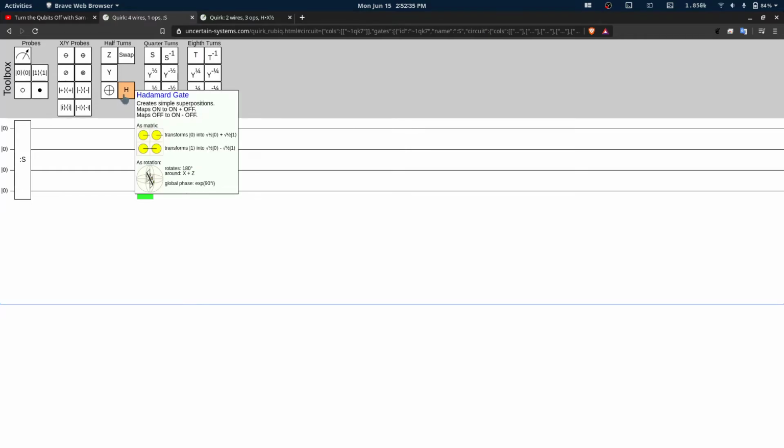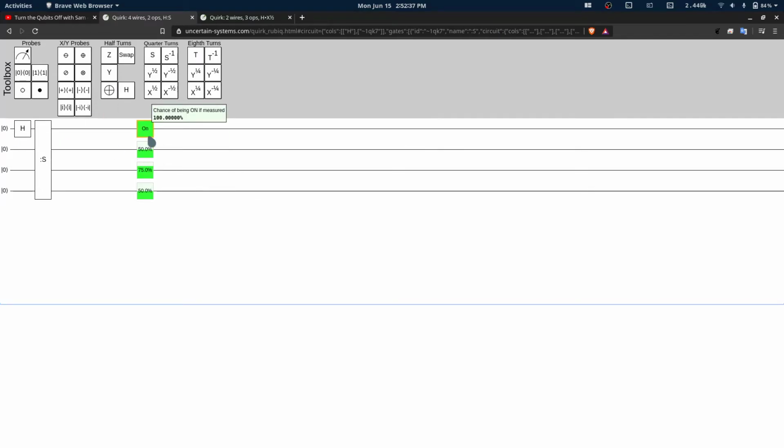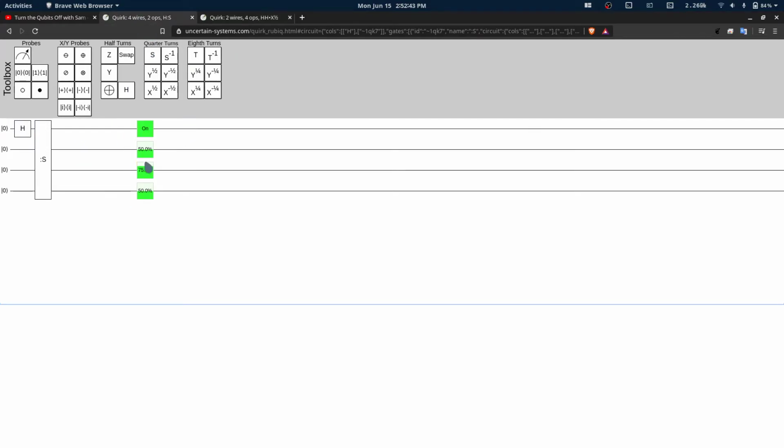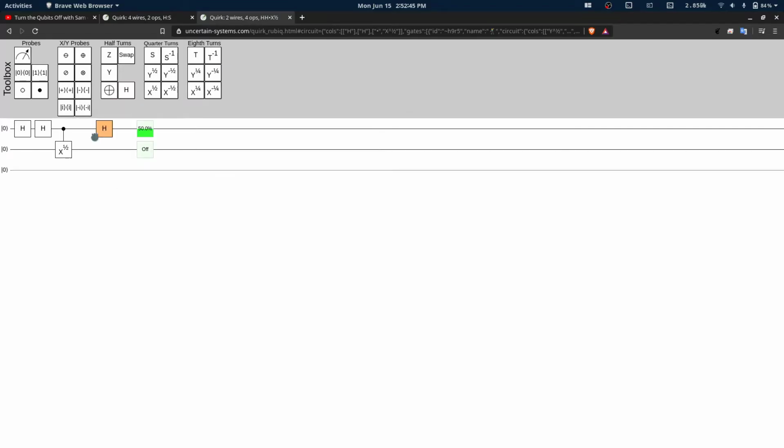So if I apply Hadamard gate here, yeah, it turns it on, and the same should be happening here. If I apply Hadamard gate here, it turns it off. Okay, but it turns it to 50%. Well, I think that could be easily obtained. Yeah, if I do that, it should be, yeah.